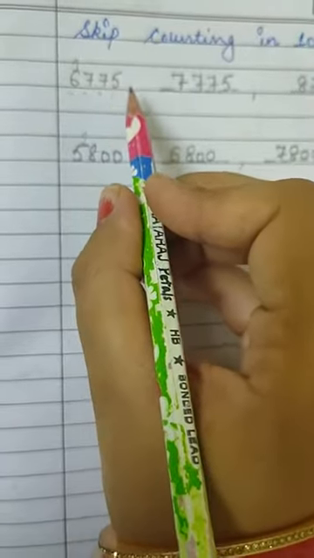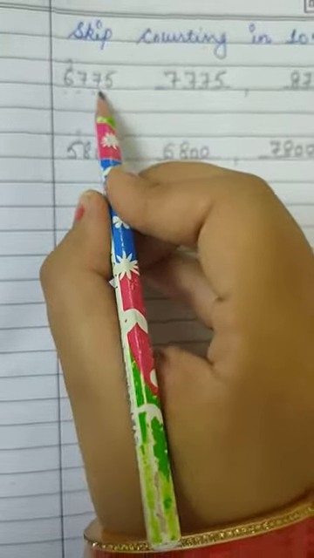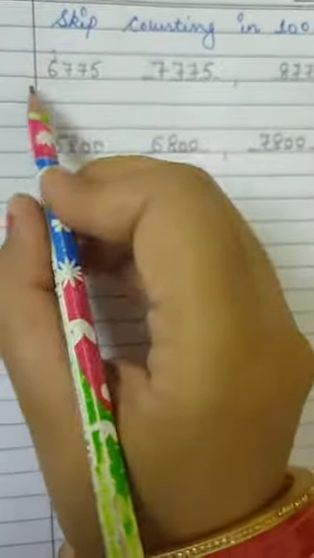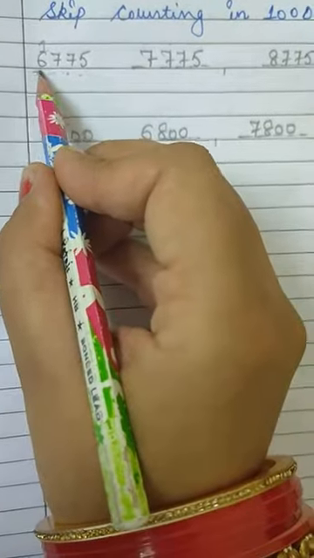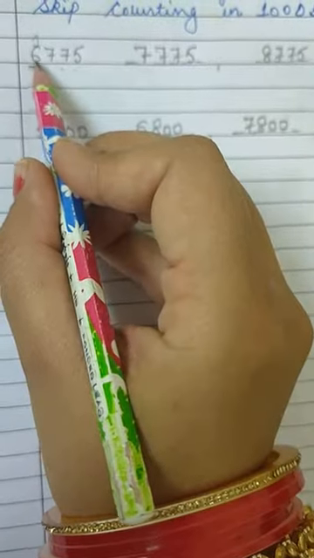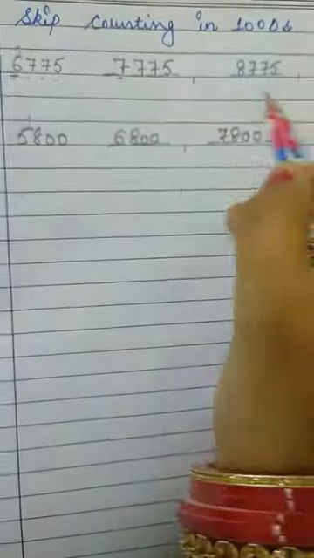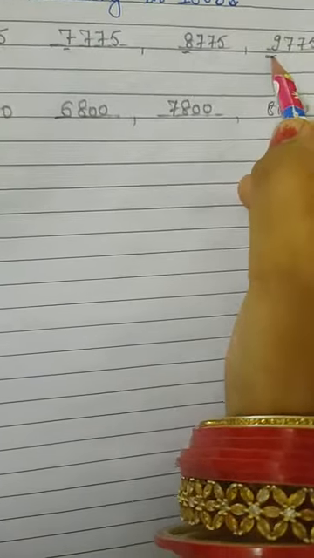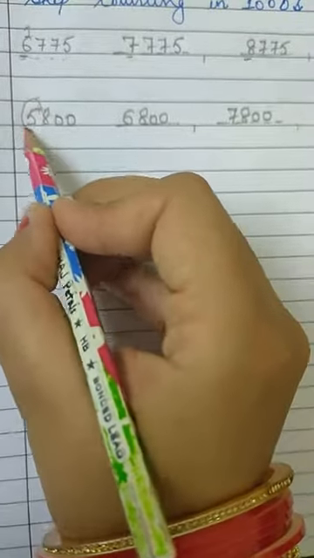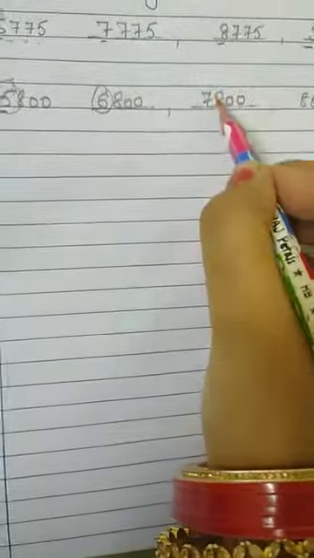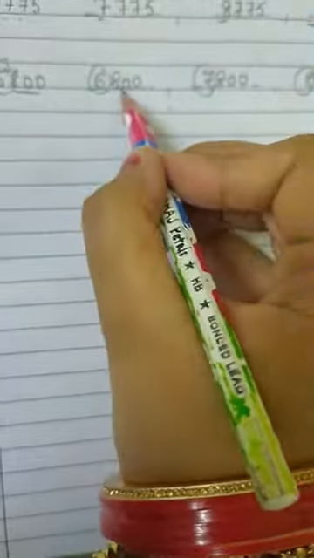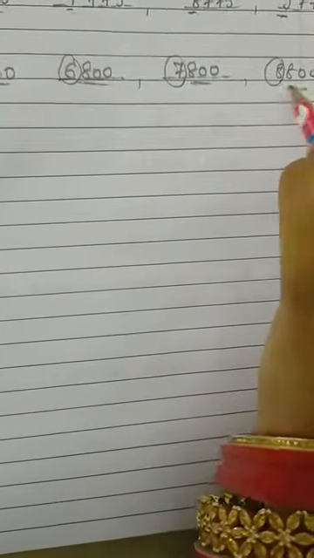Keep all the columns, that is ones, tens, hundreds, the same, and only the thousands column will change. You can see here, this is the thousands column, and only this column will change. Like here it is 6, then 7, then 8, then 9. You can see here this is 5, and this is the thousands column. This is 6, this is 7, this is 8, and all other columns remain the same. In this way you can do it.